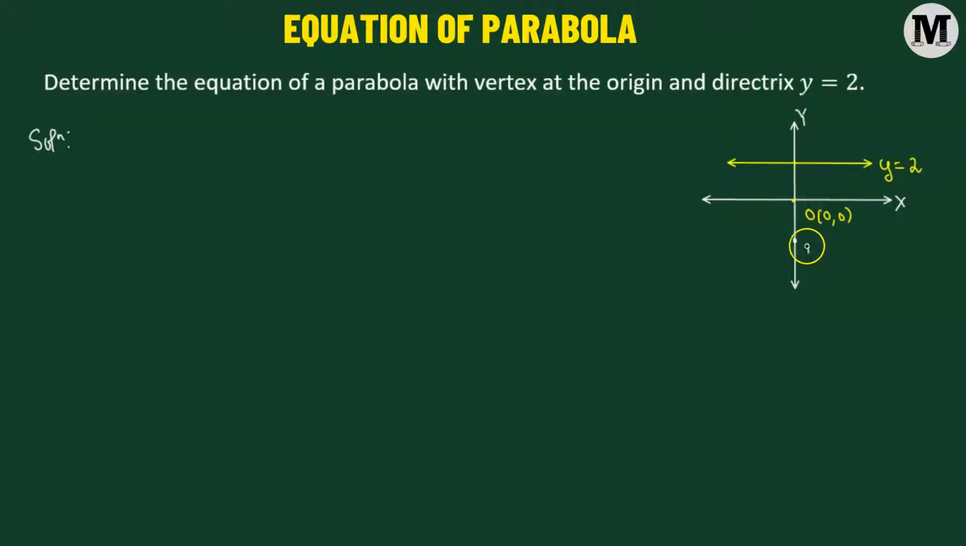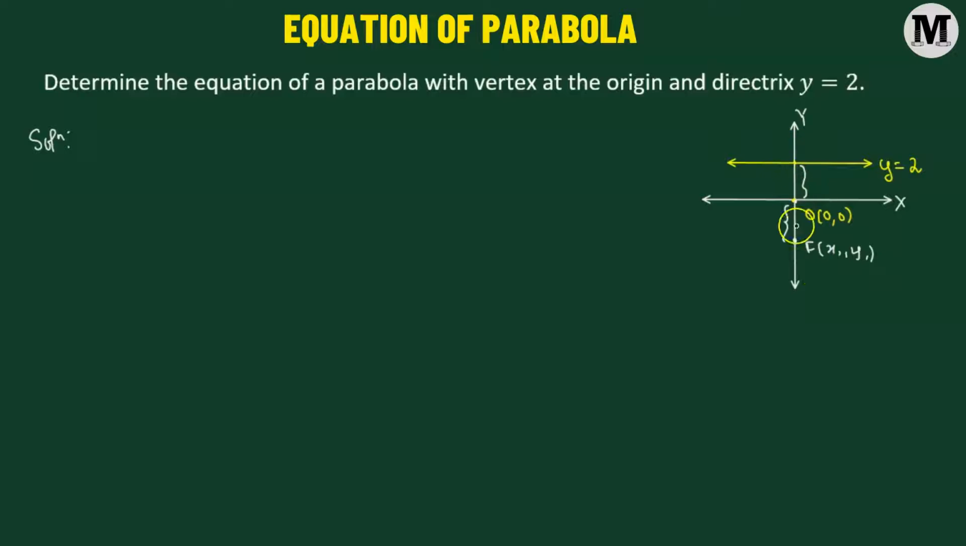Let's call it F with the coordinates (x1, y1). Now the coordinates of the focus must be such that the distance of the vertex from the directrix must be equal to the distance of the vertex from the focus. So that's the definition of a parabola.